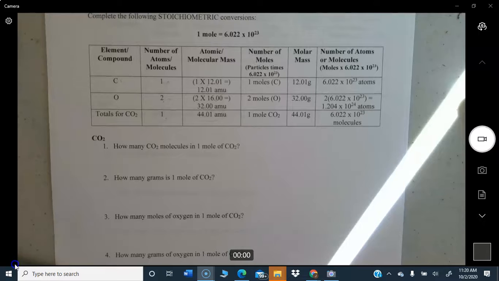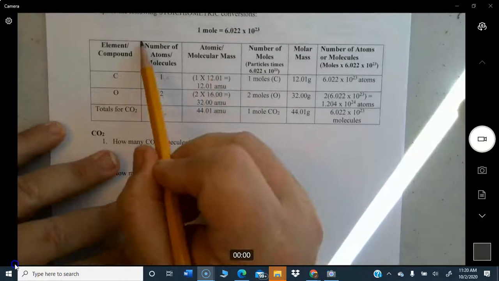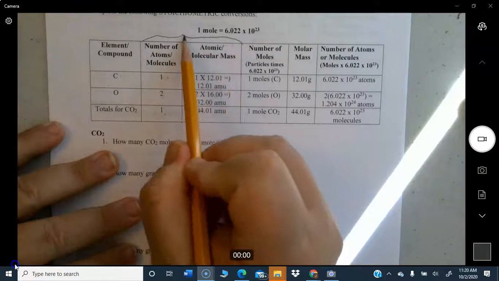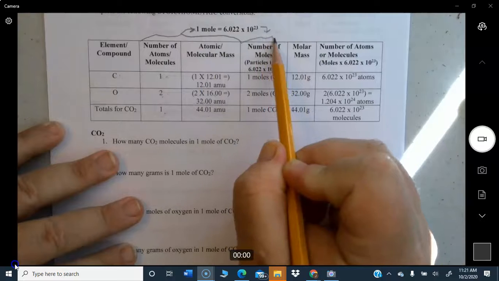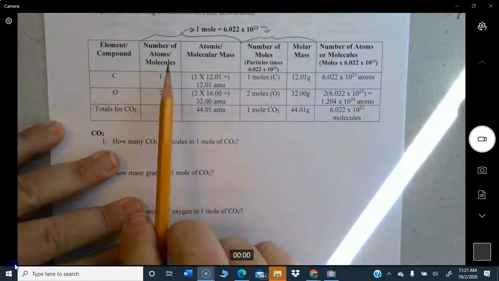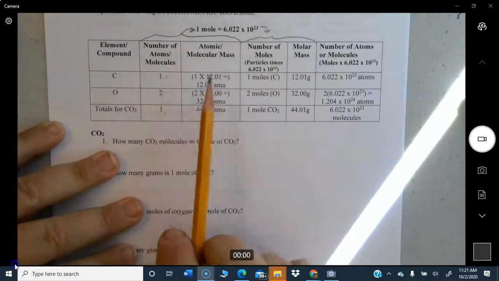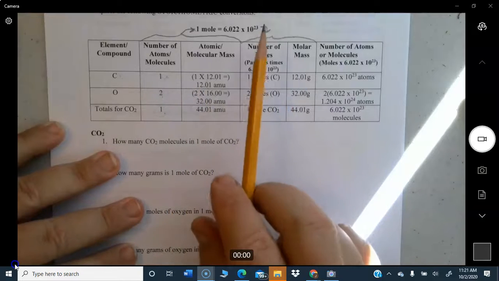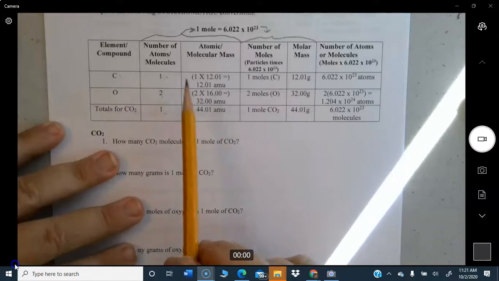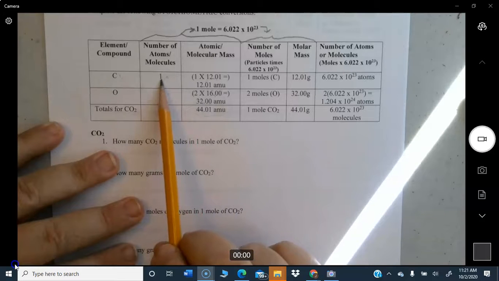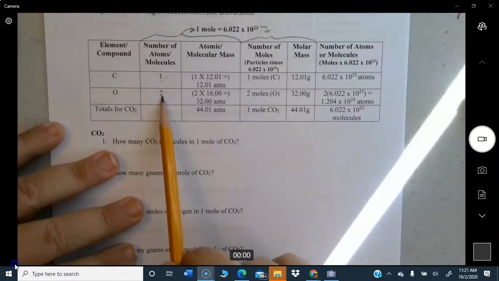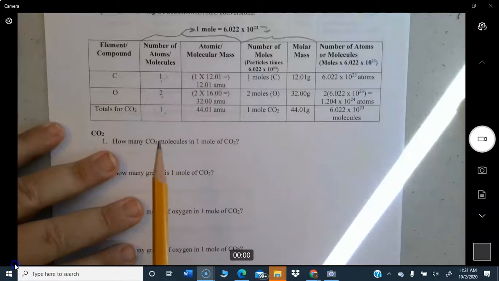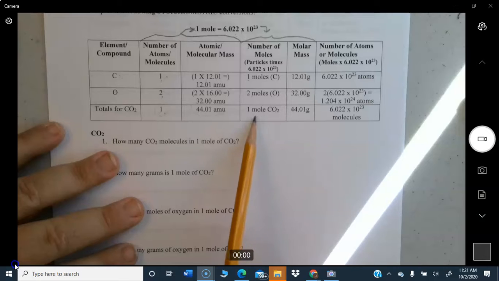Now what we're going to do is simply take these two columns and multiply them by this, and we're going to come out with these down here. We're going to convert from single atoms, the numbers that apply to a single atom or molecule, to an entire mole, to this number of atoms and molecules. So if I have 1 atom of carbon and I multiply by this, I'm going to have 1 mole of carbon atoms. If I have 2 atoms of oxygen, I multiply by this and get 2 moles of oxygen atoms. And 1 carbon dioxide molecule will give me 1 mole of carbon dioxide molecules.